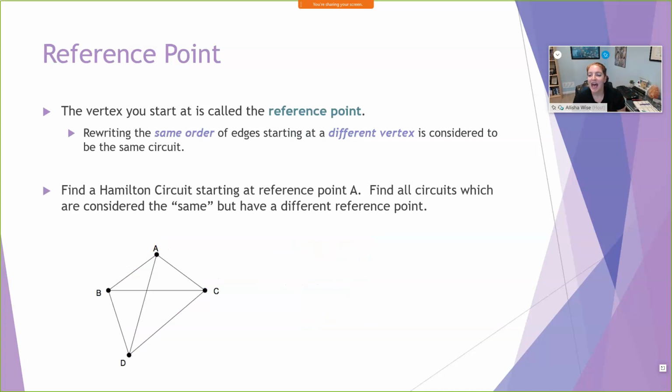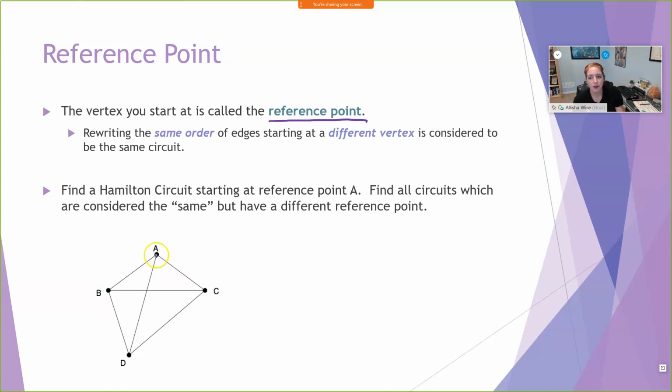Let's just keep going. So the vertex that you start with, that vertex that you start and end with, is going to be called the reference point. So you can have many different reference points, right? We could start with A, C, D, or B in this example. But rewriting the same order of edges, starting at a different vertex or a different reference point, is going to be considered the same circuit.